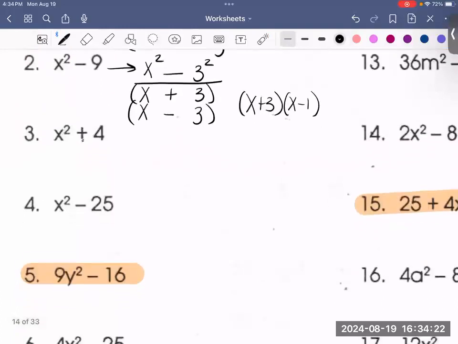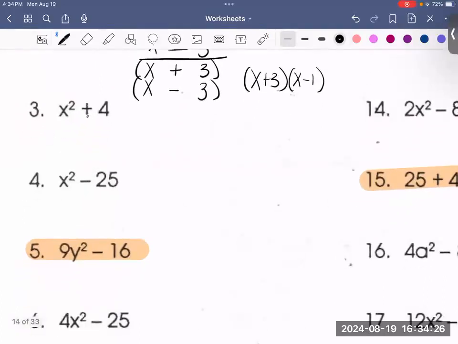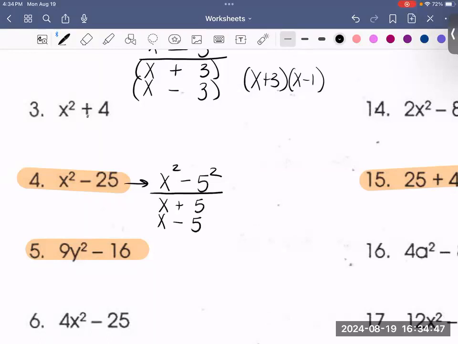Now let's do number 4 one more time, and then we'll get into some of your other ones. So we already have x squared. Now what number times itself will get you to 25? Well, 5 squared, 5 times 5 is 25. And you have 2 of these and 2 of these 5's, alternating your signs. So you're left with x plus 5 and x minus 5.